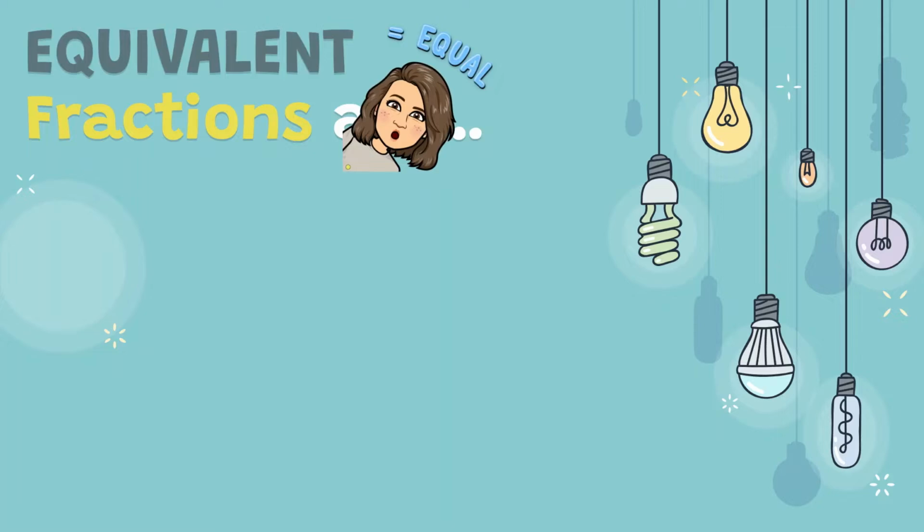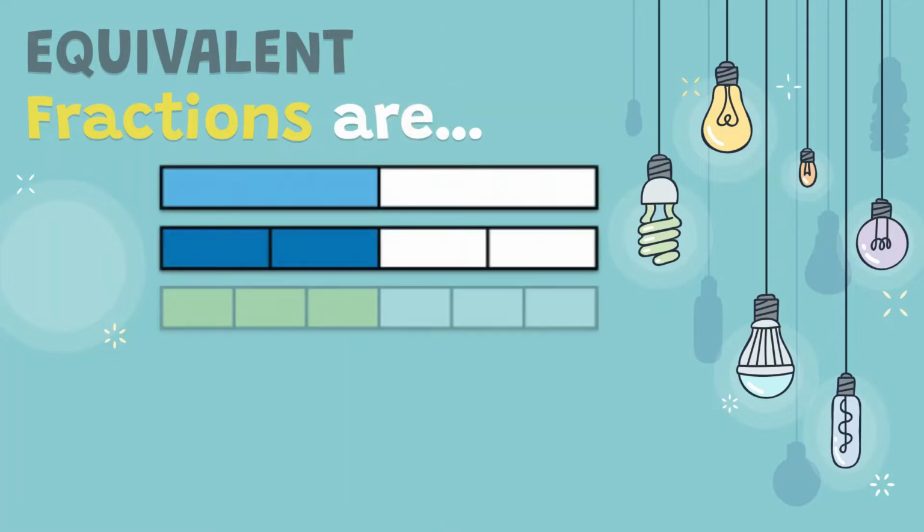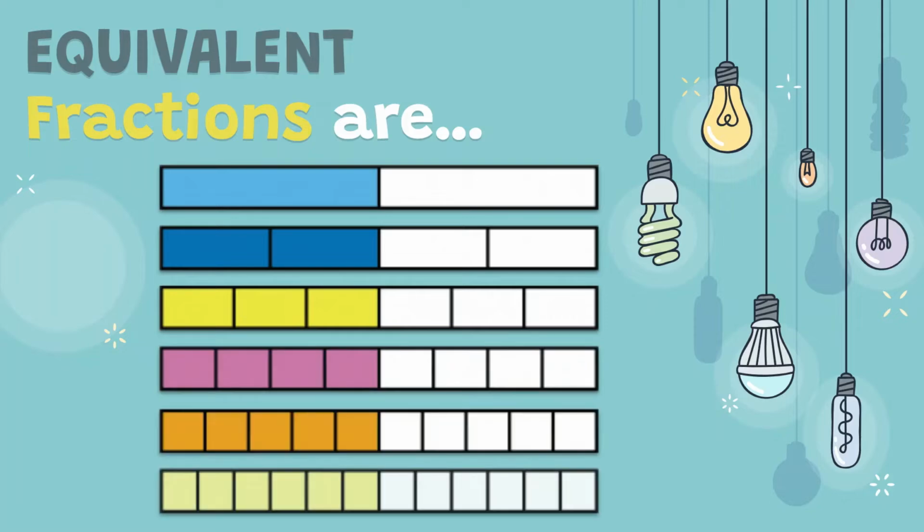So an equivalent fraction, with the root word equal, simply means fractions that identify the same amount of space within the whole, but are partitioned or cut into different size pieces. Equivalent fractions are super easy to see when it's in a visual model like this. But when written with numbers, it may be harder to tell if fractions are equivalent.